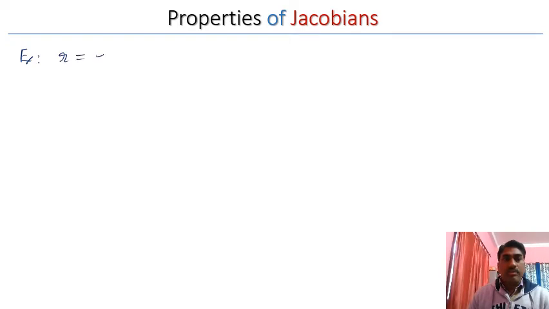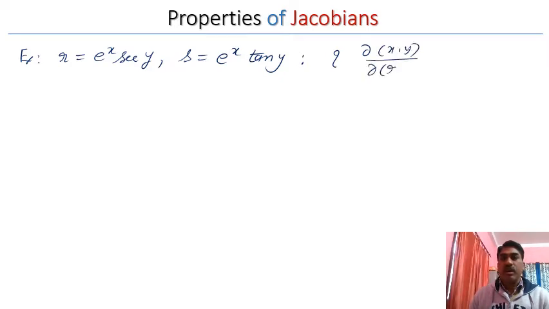r is equal to e to the power x sec y, and s is equal to e to the power x tan y. We have to find out the Jacobian of xy with respect to r and s. So we will first find out the Jacobian of rs with respect to xy, then invert it as our property tells. So the Jacobian of r and s with respect to xy, this is what?